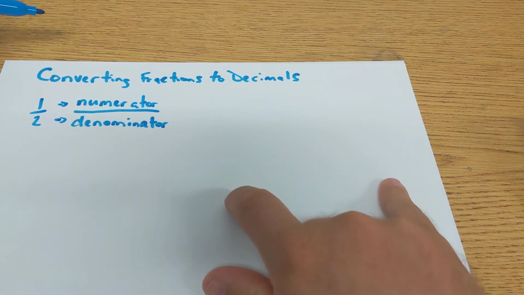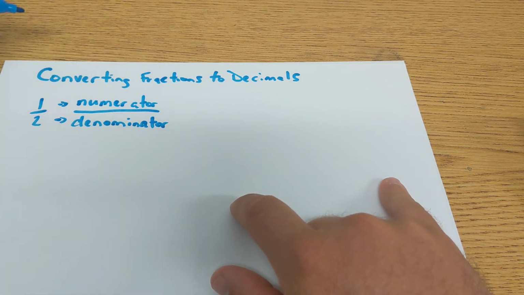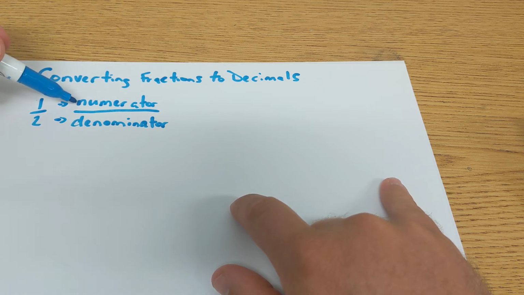All right, everybody. We're going to talk about converting fractions to decimals today. Okay, so a fraction, 1 over 2, 1/2. There are some parts that we need to understand. The top number we call a numerator. The bottom number we call a denominator.